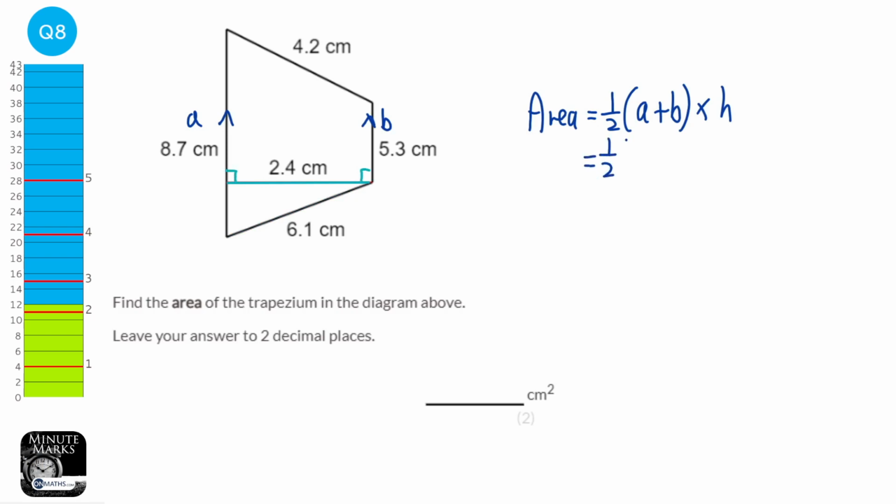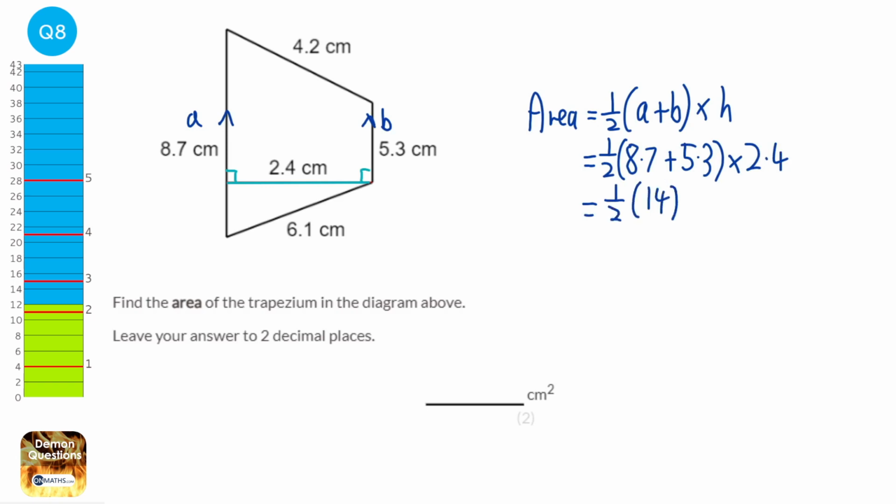So it's going to be half times A, which is 8.7, plus B, which is 5.3, and then times that by the height, which is 2.4. That's going to be half times 14 times 2.4. That's going to be 7 times 2.4, and then that will be 16.8. All the units in the diagram are in centimetres, so our area will be centimetres squared.